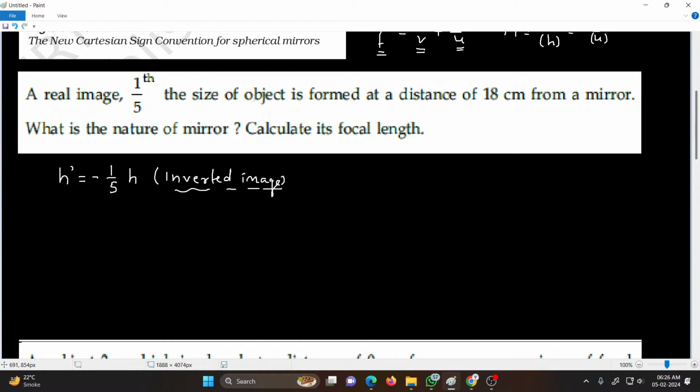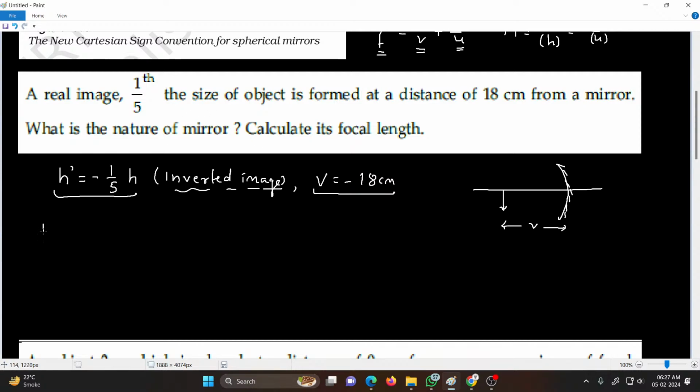The image is formed at a distance 18 centimeter from the mirror. So image is formed at 18 centimeter. Again remember, the image is real, so a real image is formed on the same side as that of the object, and your v is also negative. So v is minus 18 centimeter. So this you have to consider. So sign conventions are very important. If you take sign conventions correctly, then and only then your answer will be correct.